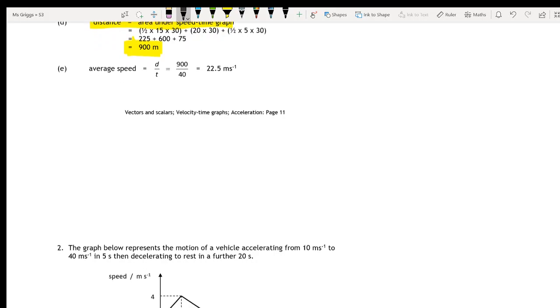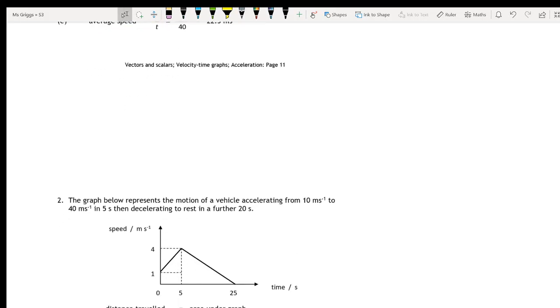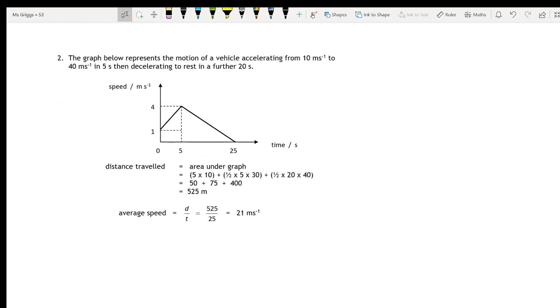One more example, then I'm going to get you guys to have a go. The graph below represents the motion of a vehicle accelerating from 10 meters per second to 40 meters per second in 5 seconds, and then decelerating to rest in a further 20 seconds.